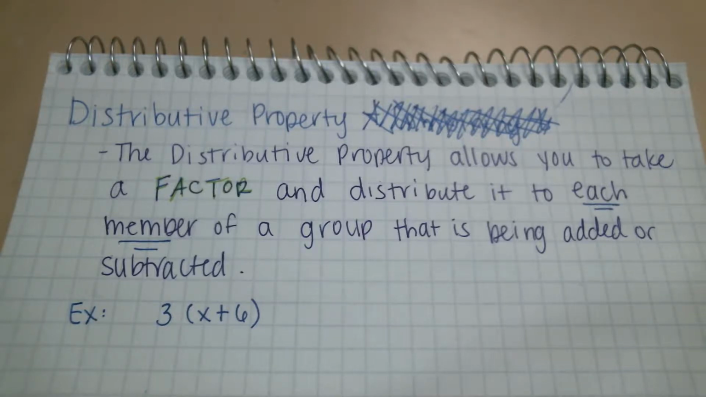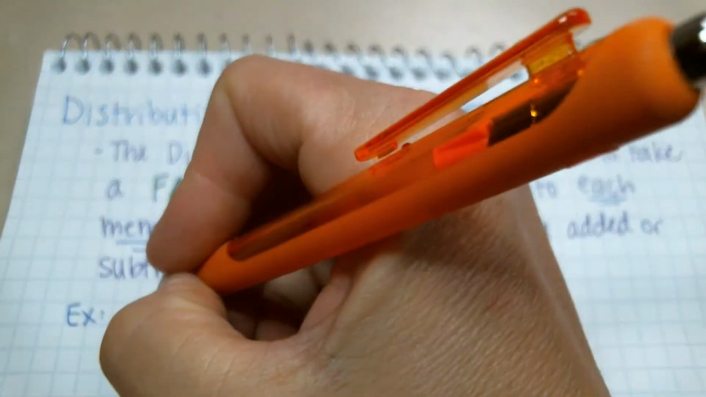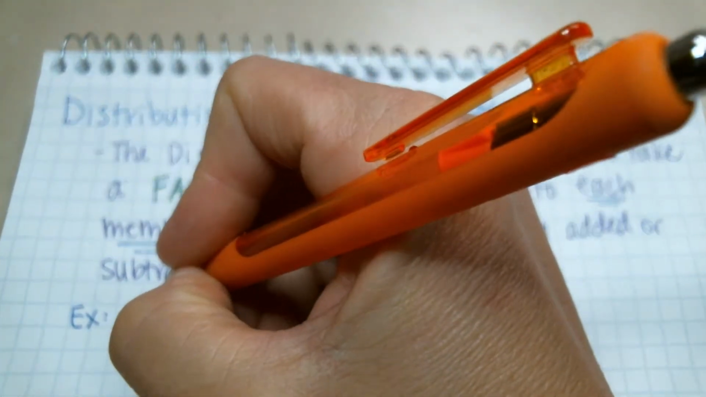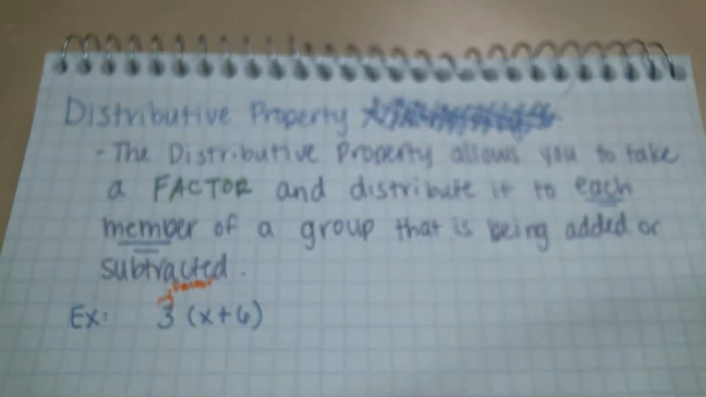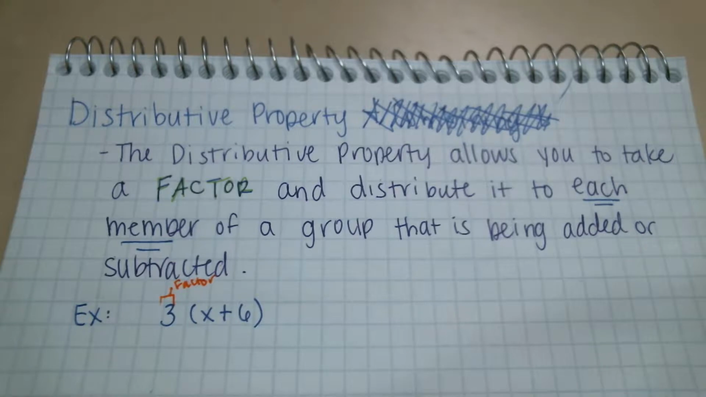In this video, we're going to go over distributive property. So the distributive property allows you to take a factor and distribute it to each member of a group that is being added or subtracted. So if we look at the first example, 3 times the quantity x plus 6, 3 is your factor, and x plus 6 is the group.